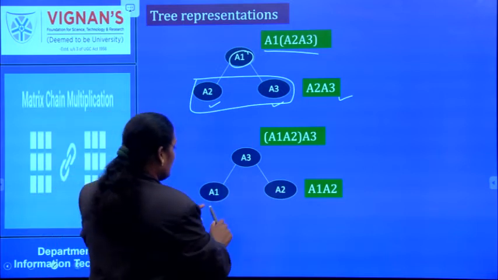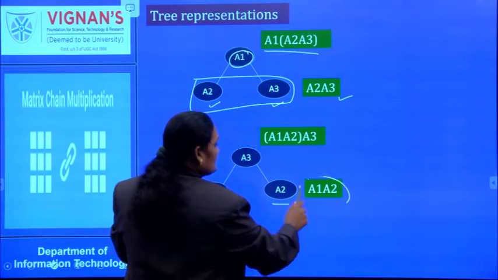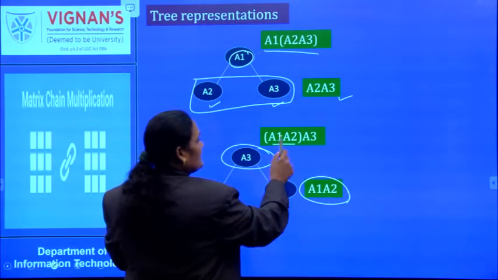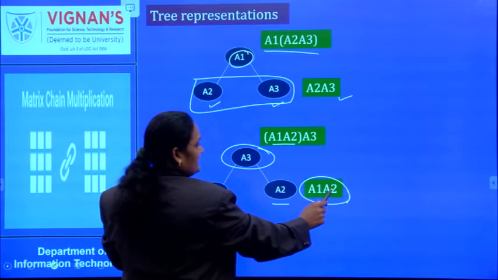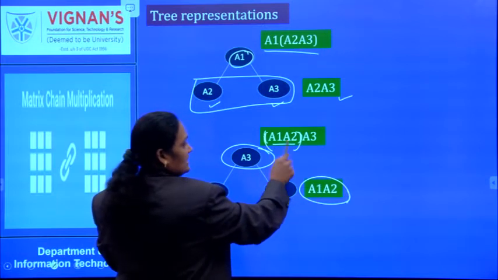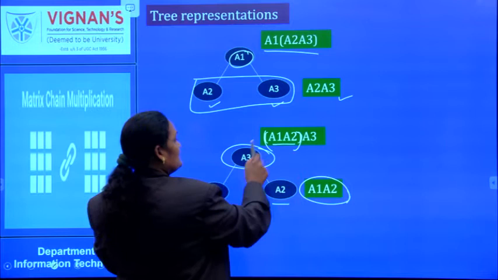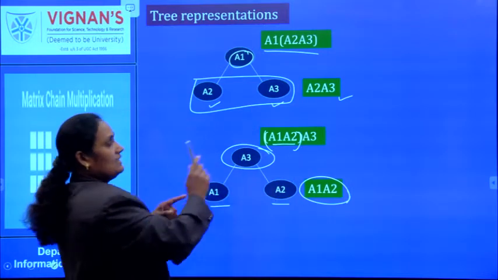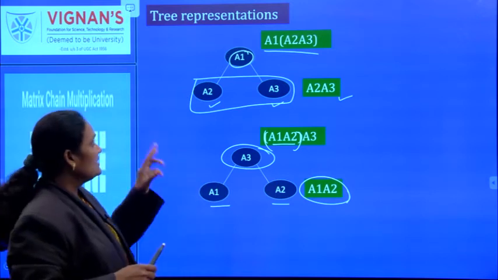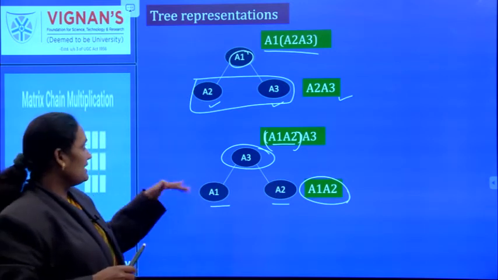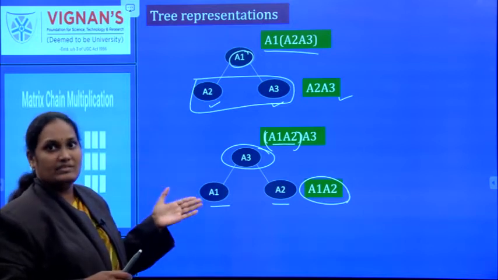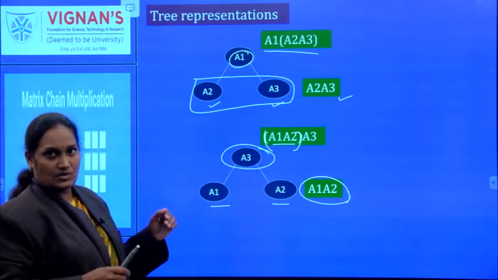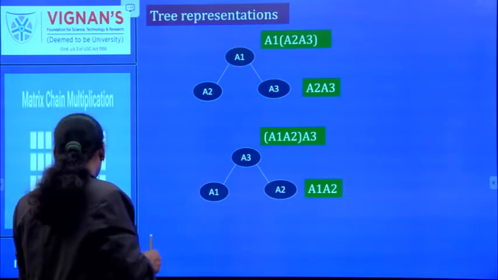In the same way, here I have A1, A2, which are multiplied, and the result is multiplied with A3. So first we are multiplying A1 into A2, so the parenthization is given for A1 into A2. That result is multiplied with A3, so here we represented A3. So these two parenthizations exist for the given three matrices. By following these tree structures only, we can find the optimal parenthization of a given sequence of matrices, right?